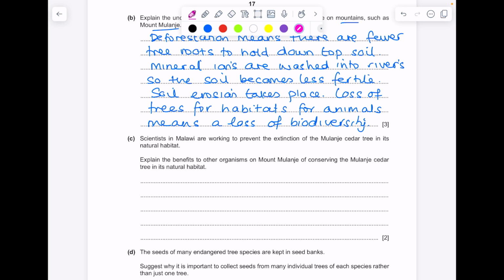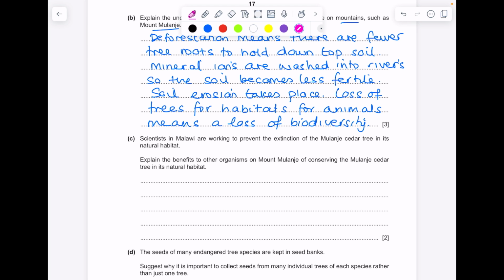Scientists in Malawi are working to prevent the extinction of the cedar tree in its natural habitat. Explain the benefits to other organisms on Mount Mulanje of conserving the Mulanje cedar tree in its natural habitat. So what would be beneficial about the cedar tree? Well, it provides a habitat for birds so they can nest. It also provides them with shelter and protection from predators.